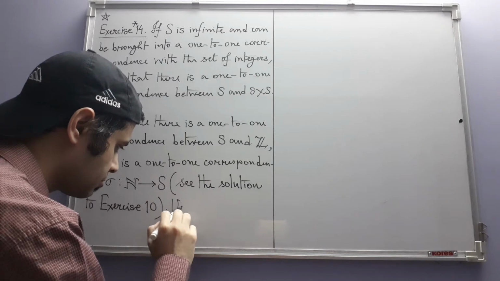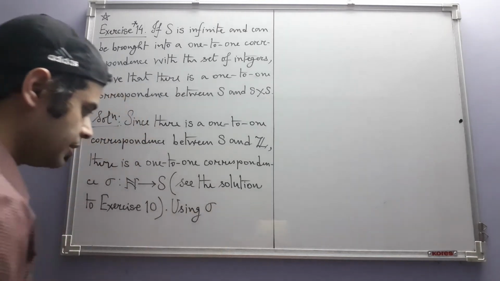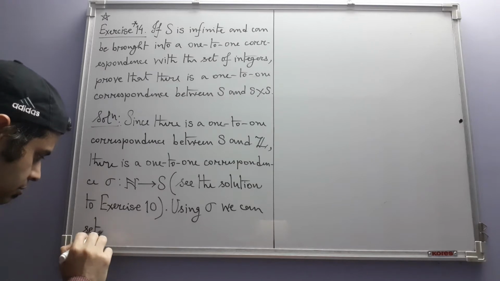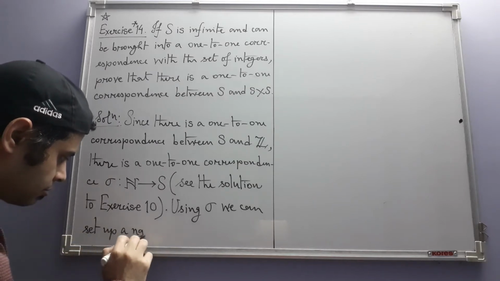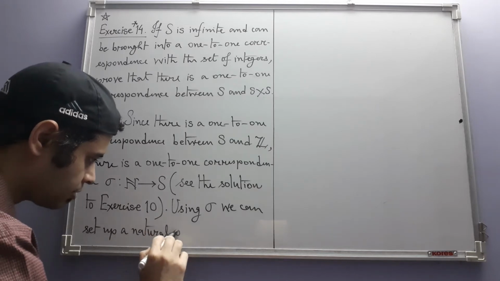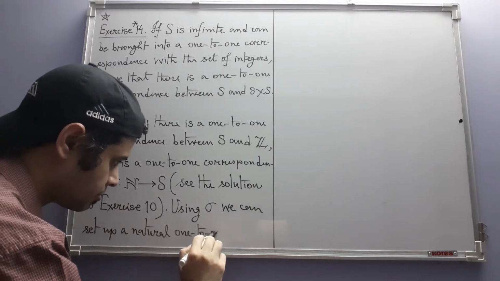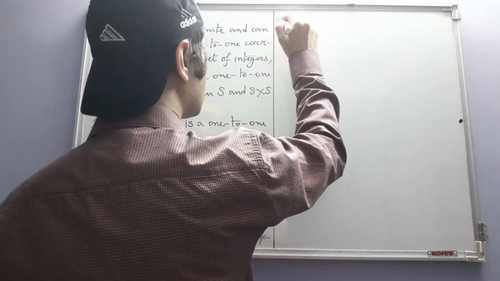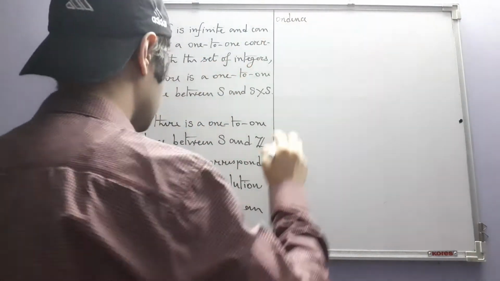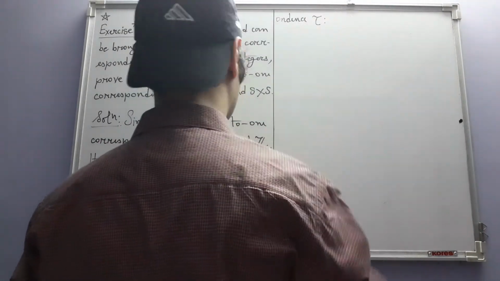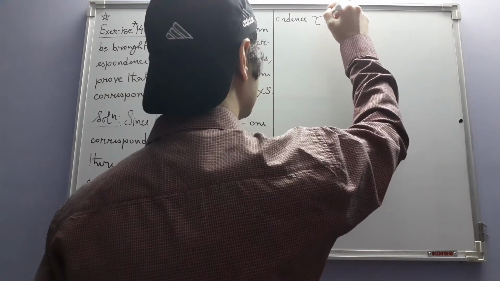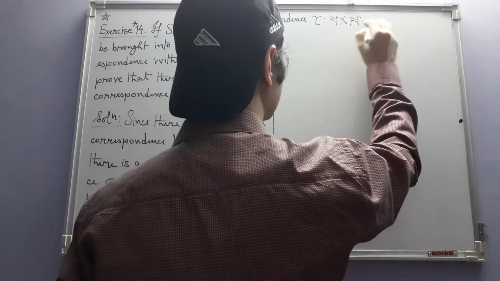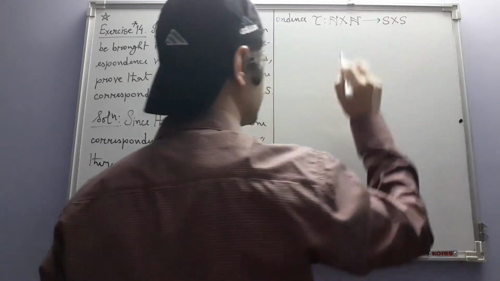Now, using this sigma, we can set up a natural one-to-one correspondence, say tau, from N cross N to S cross S.